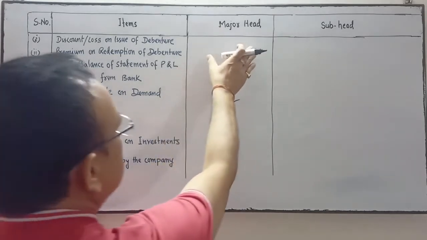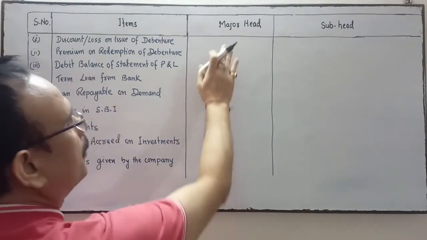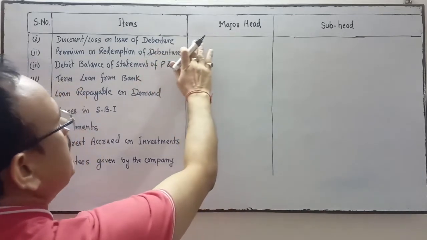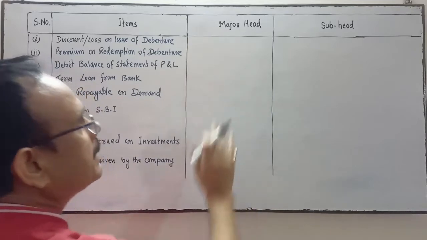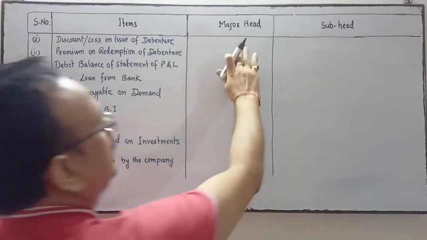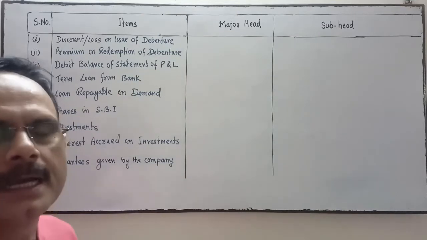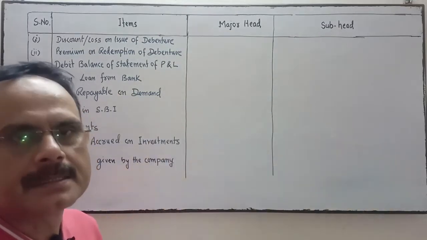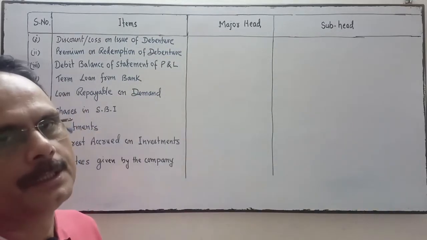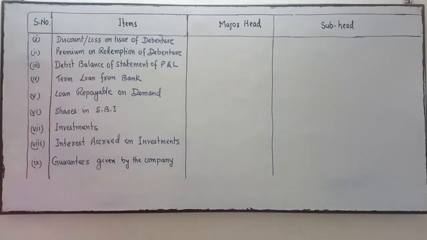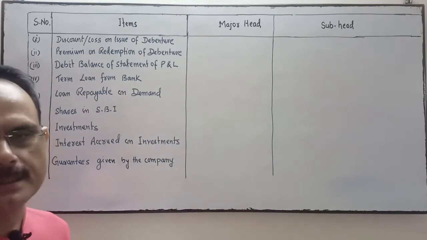And the third column will be for the major head. Here we will write under which head this item comes. So we will write the major heads. Thereafter we will write the subhead under the major head, under which subheading this item comes. So see information number 1, discount or loss on issue of debenture.